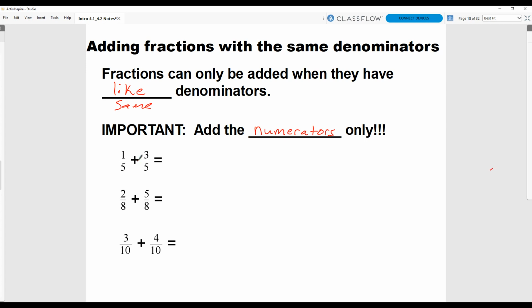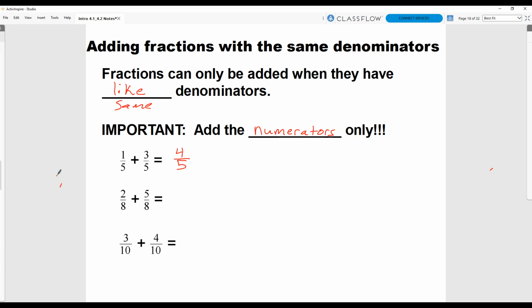Let's take a look at what we got here. We have 1/5 plus 3/5. We're just going to add the numerators. So 1 and 3 is going to get us 4. And the denominator does absolutely nothing. It stays a 5. We don't even do anything with those 5s. If they're 5s here, we put a 5 there for the denominator. That's all we do. We're just going to add numerators only. I'm stressing that because I see it as a very common thing students do. They add the top and they add the bottom. We're only going to add the top, only the numerators.